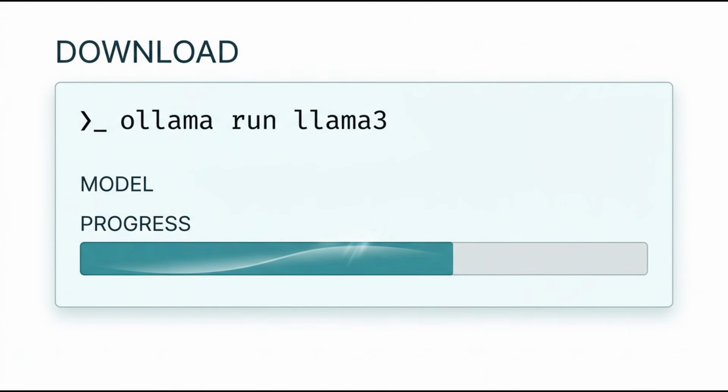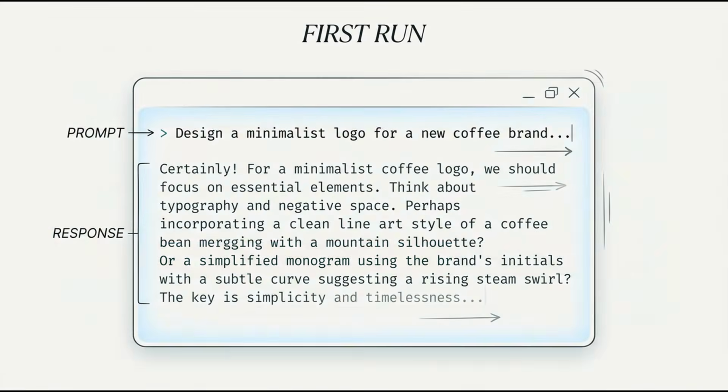Now, download your first model. Run ollama run llama3. This command pulls the model to your machine and prepares it for local use. You'll see a progress bar while the model downloads. Once downloaded, you can immediately start using the model. Type any prompt and the model responds instantly. Everything is processed locally without sending data to any external system.